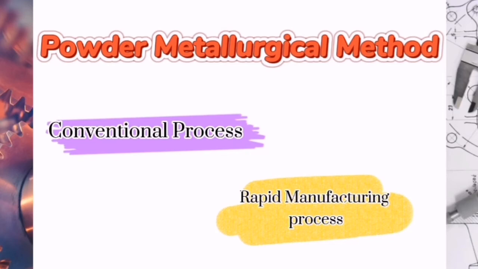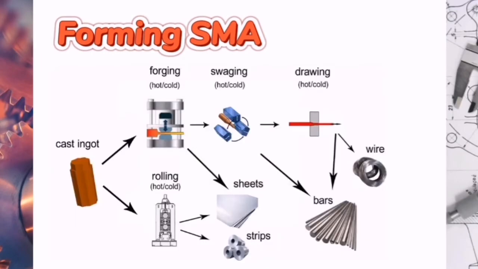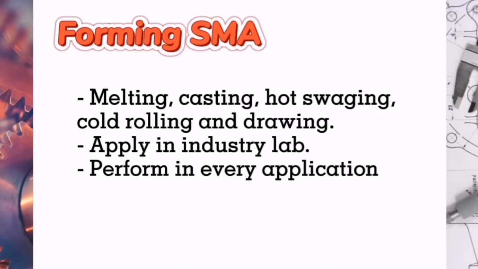The last type of processing shape memory alloy is forming. Forming SMA can be divided into more operations that consist of melting, casting, hot swaging, cold rolling, and drawing. All of these processes were conducted inside the industry lab. Therefore, there are many specific techniques at certain temperatures to produce the shape memory alloy effect and properties for performing in their applications.